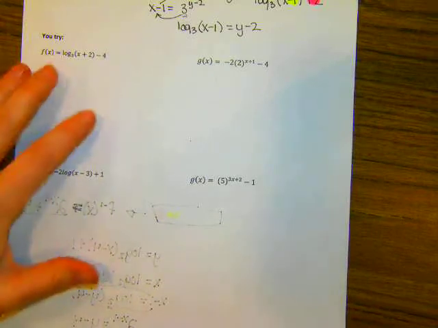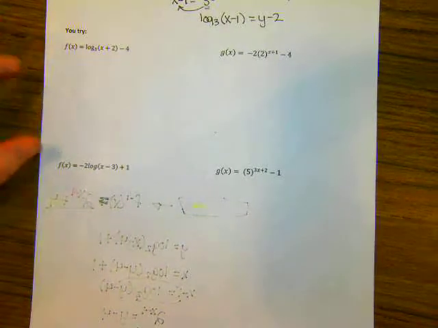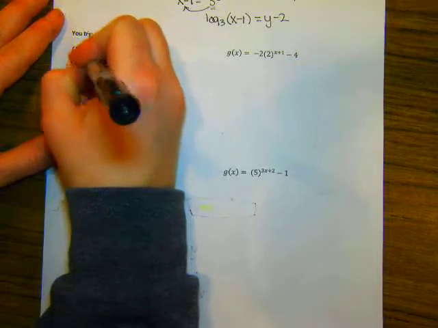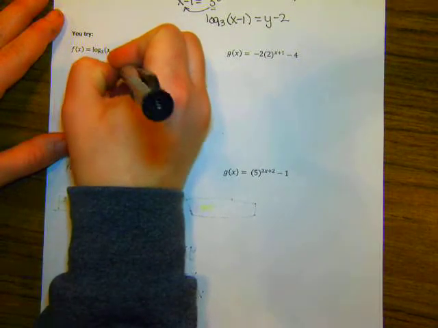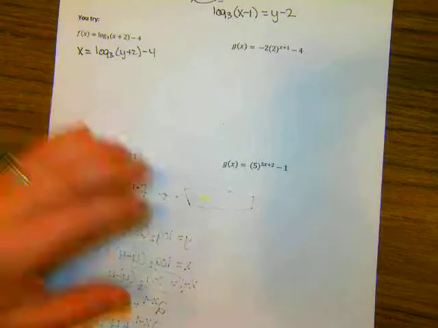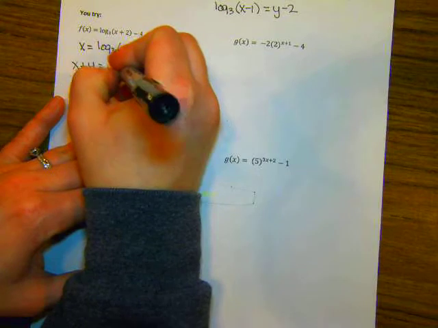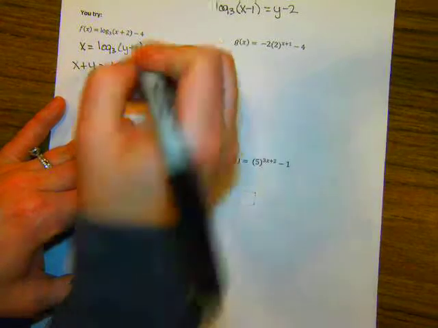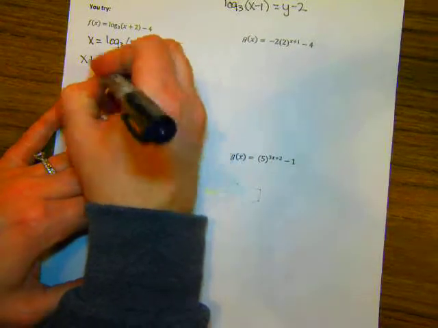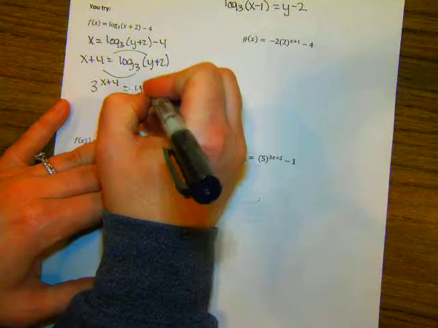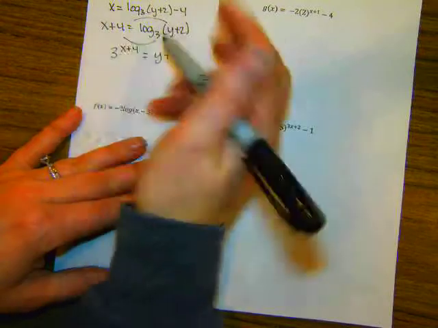All right, so let's check these, what you got. From here, first thing, switch the x and the y, rewrite it. Then I'm going to add the 4 over. Only inverse of a log is exponent, so I'm going to do the loop. Then I'm going to subtract the 2.